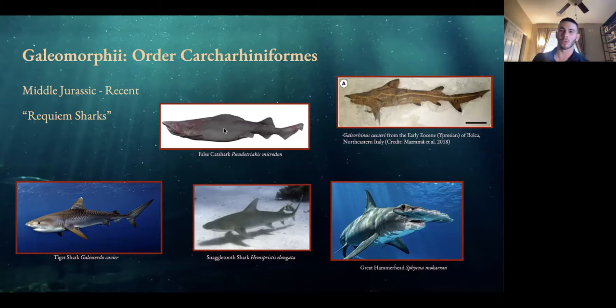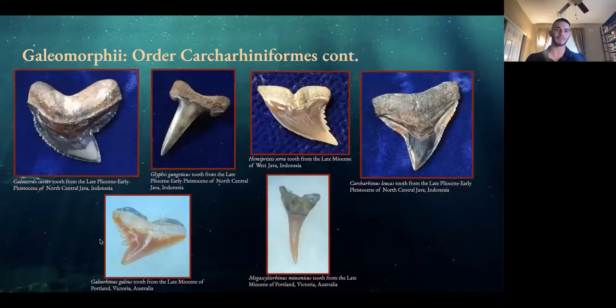Earlier carcharhiniforms tended to be more scyliorhinid, which is more like cat sharks, than carcharhinids, which are like the tiger sharks. But right now, these are really where we have the most success as far as shark lineages go, the carcharhinids.